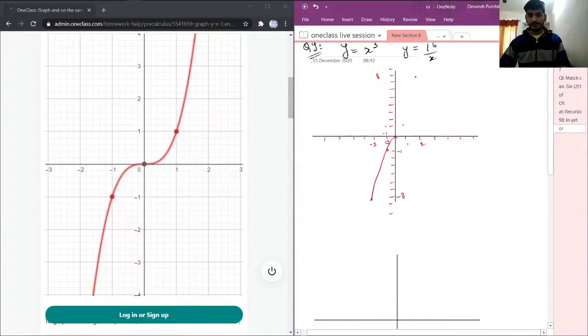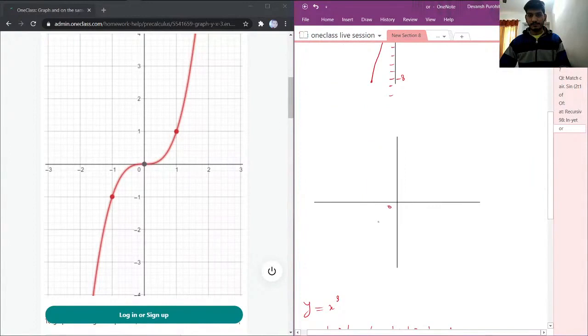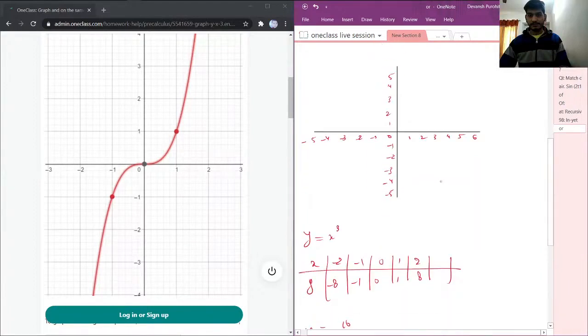Then here like this. Oh God, this one is very difficult. So we have minus 1, minus 2, 3, 4, 5. So suppose if we have a graph paper, then these curves are going to look much better and more accurate. Minus 2, minus 8, and 2, and we have 8.